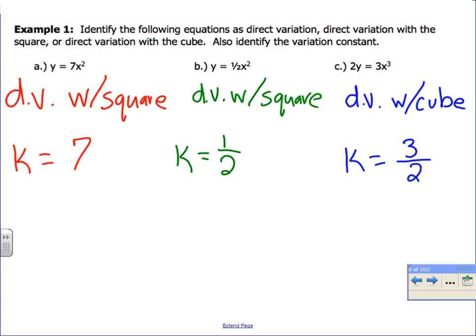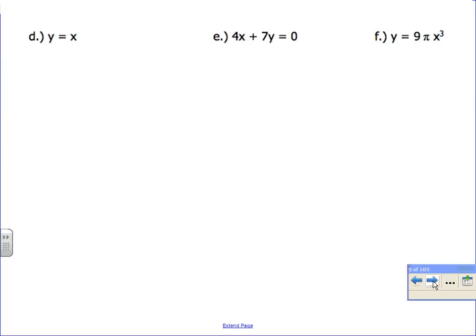Good job. To make sure it's in y equals form, remember, direct variation, the standard equation for cube is y equals kx cubed. Make sure it's always in y equals form. Kevin and Luke B. Stop. Okay, letter D.